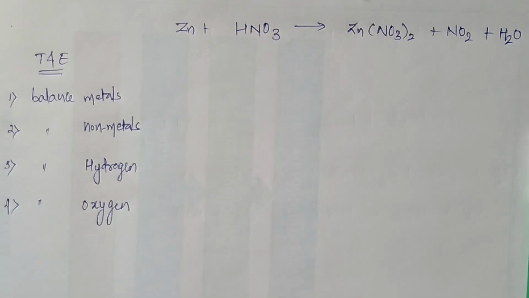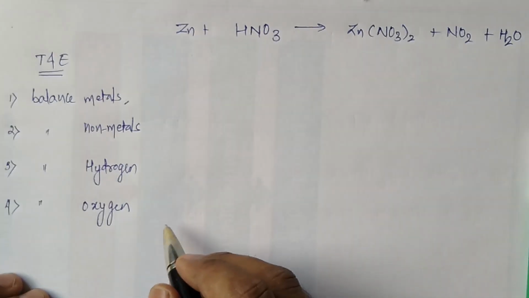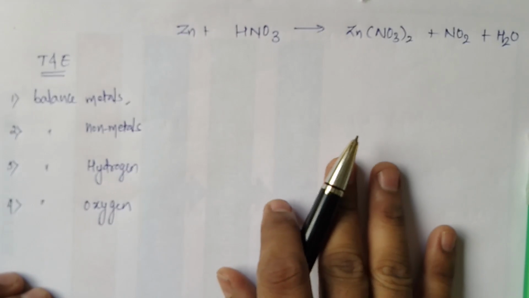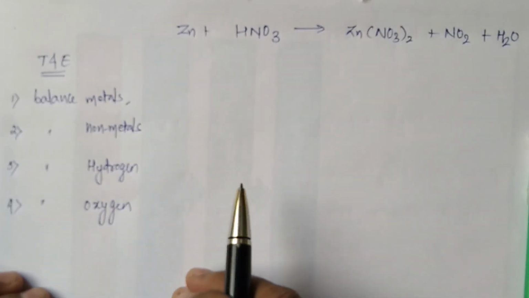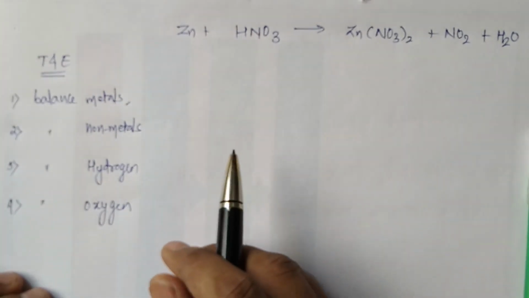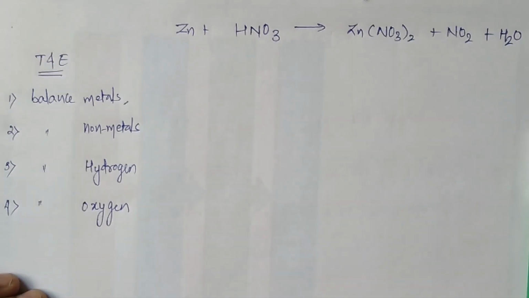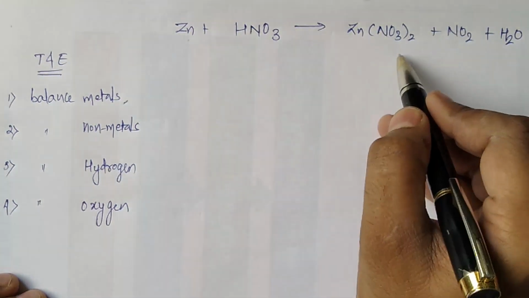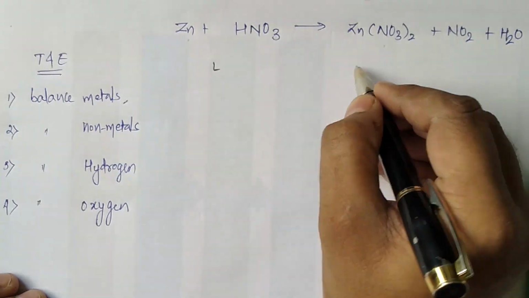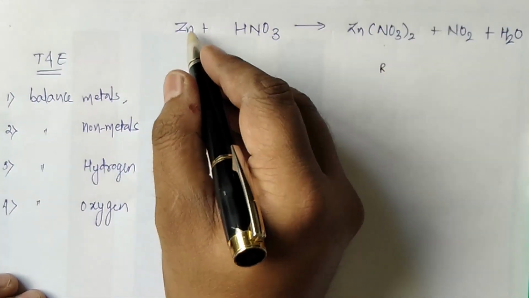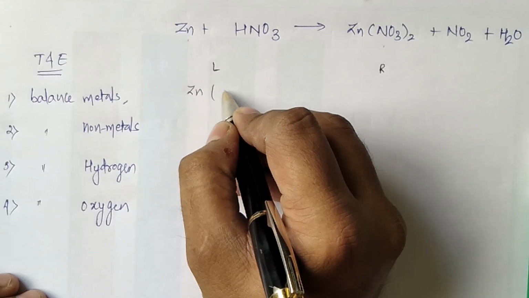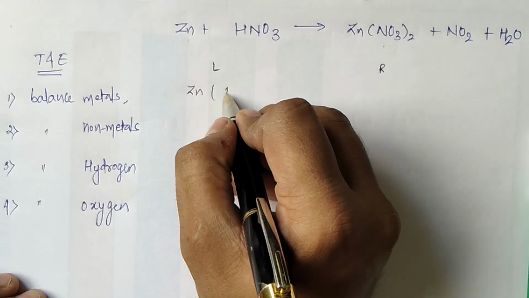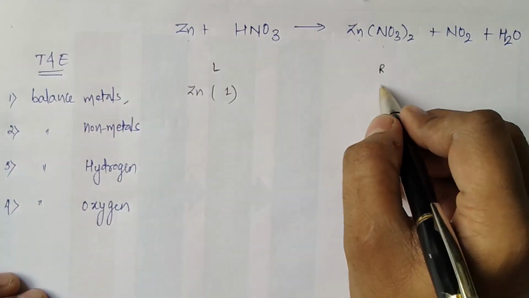So first let us take metals. As I have told you, in your syllabus there is a very limited number of metals, so you can easily identify the metals in the equation. For example, here zinc is the metal. If you see carefully, I am going to write on the left hand side and on the right hand side. So here, how many zinc atoms are there? 1. On the right hand side how many zinc atoms are there?